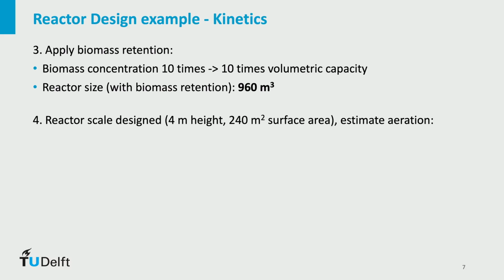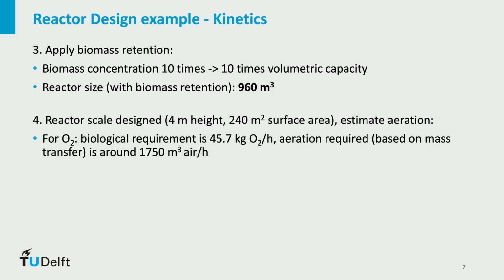Next, we define the reactor's height and surface area, which are important for mass transfer. Based on these, we can calculate the aeration requirement. Starting with oxygen, stoichiometry tells us how much is needed biologically. After performing mass transfer calculation, we find that an aeration rate of 1750 cubic meter air per hour can satisfy the oxygen demand.